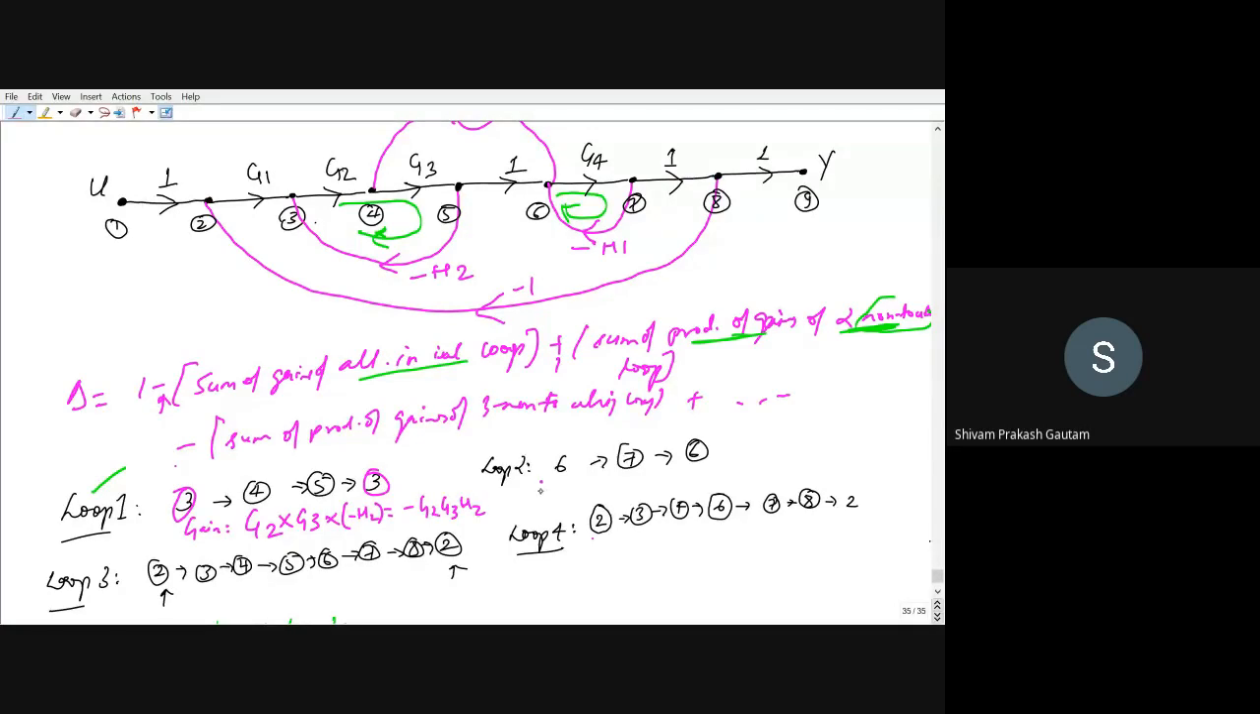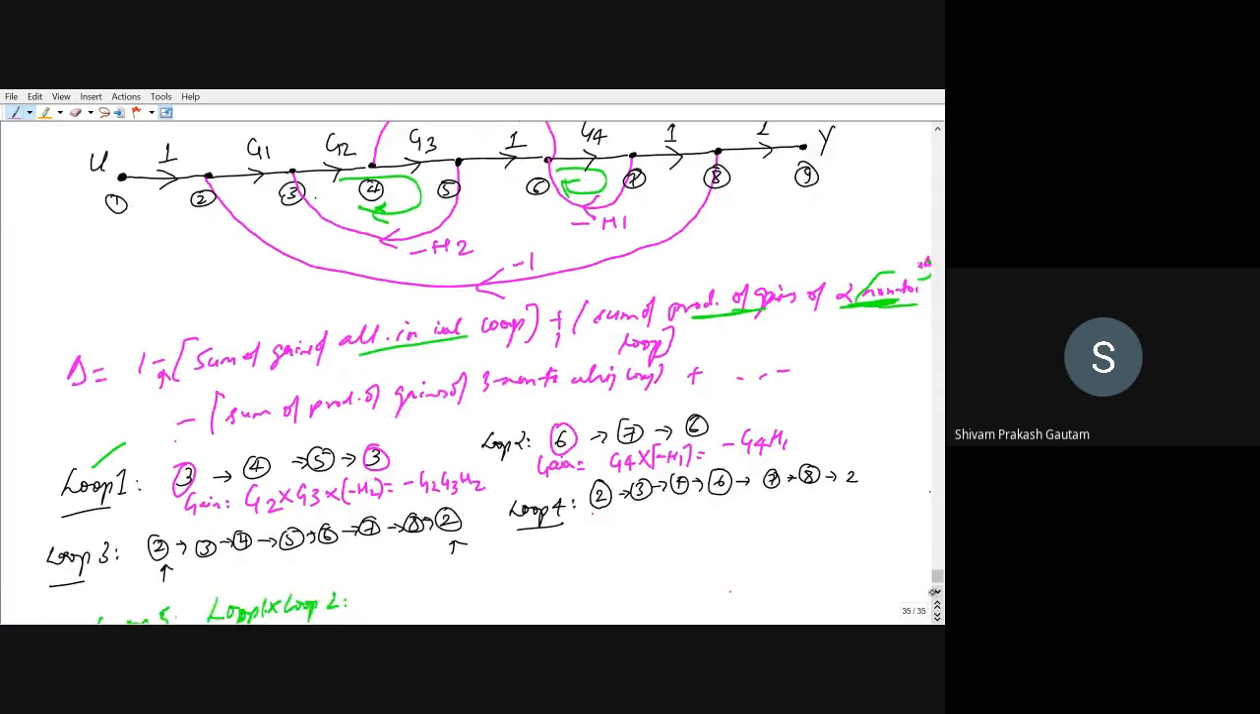Now we will calculate for this. From 6 to 7, what is the gain? G4, multiplied by, from 7 to 6, minus H1. So the gain will be equal to minus of G4 into H1. Now we will see for this.